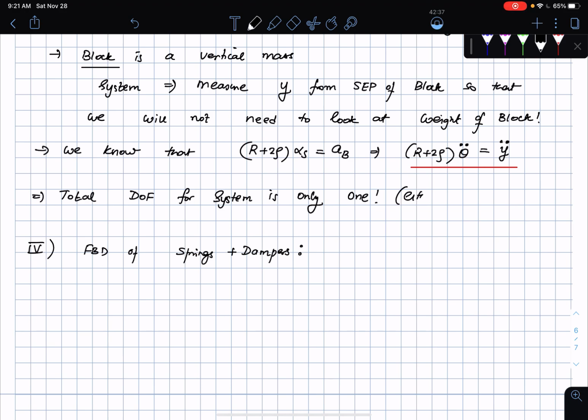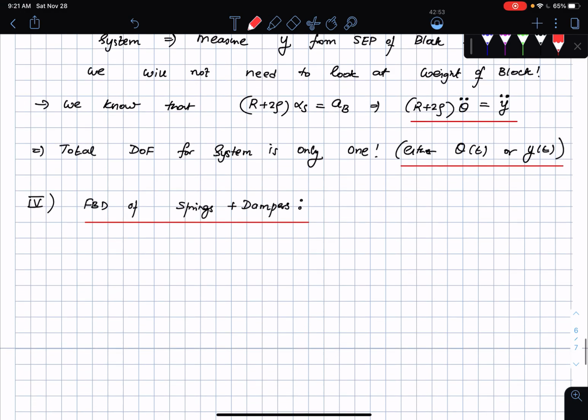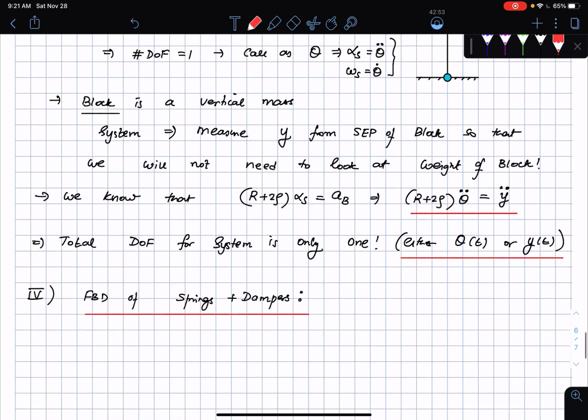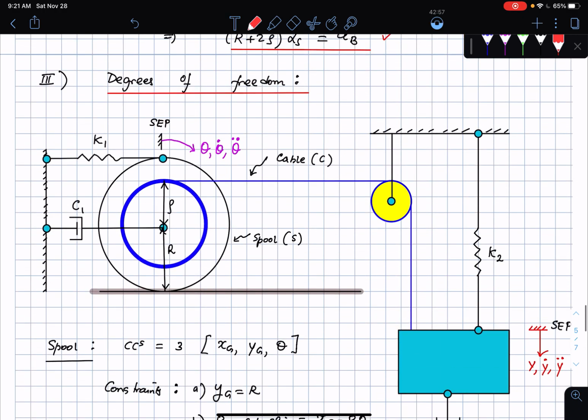So either theta or y of t, whichever you want to use. Okay, so that is the nice thing about it. I'm going to use theta as the degree of freedom for the system. So the next step is to draw the free body diagram of the springs and the damping elements and so on, and those are fairly straightforward, as you know.